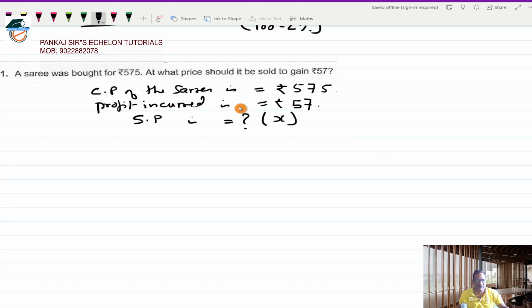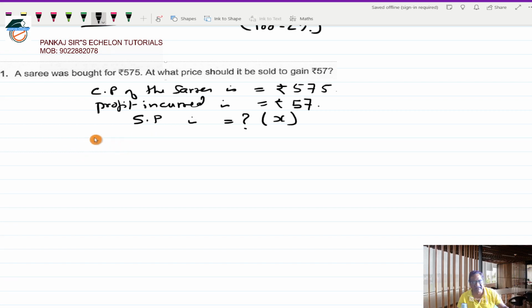So from the question, we come to know that the cost price of the sari is rupees 575, and the person is making a profit of 57 rupees. And what should be the selling price, that is being asked for in this question? So the formula that you are going to use is formula number one.